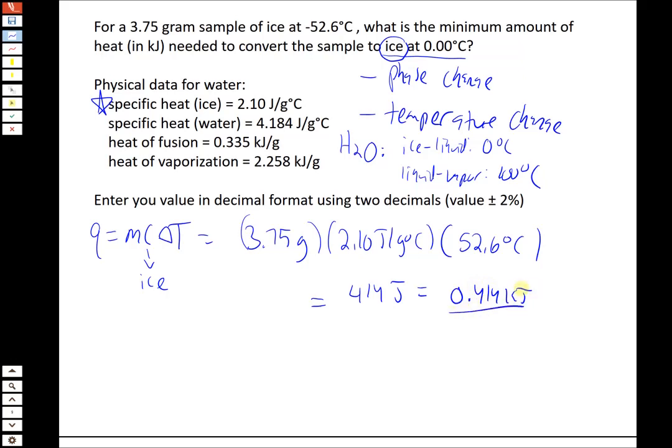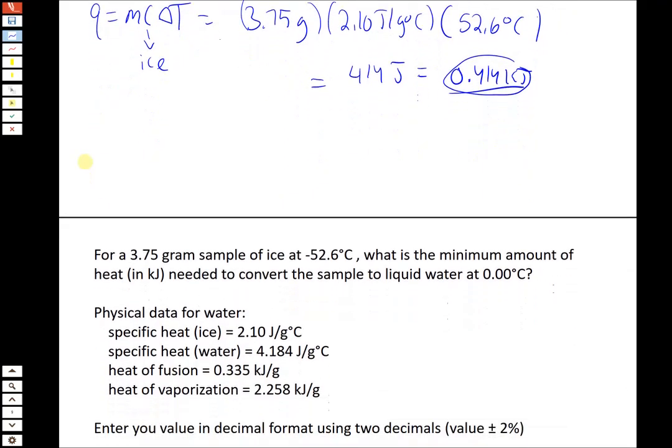Alright, so that's how much heat is required to raise the temperature of the ice from minus 52.6 to 0, and that's all we're doing here. We're staying at ice, so we're not doing a phase change. We're not involving liquid water at all. We're staying in the solid phase. So that was one variation on this problem that you got.